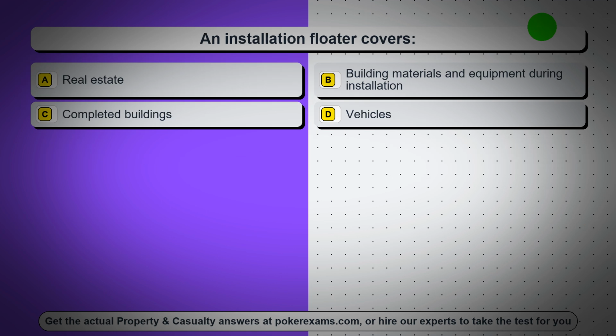Question 56. An installation floater covers, option A, real estate, option B, building materials and equipment during installation, option C, completed buildings, option D, vehicles.